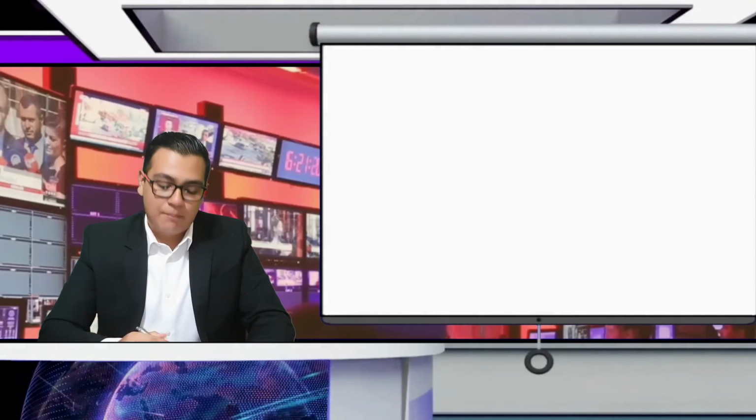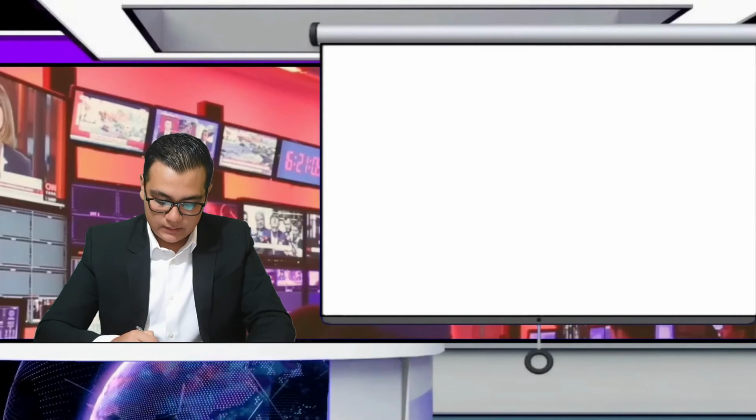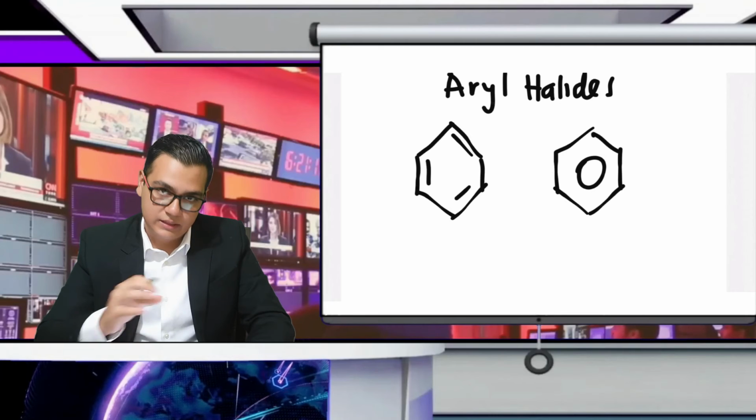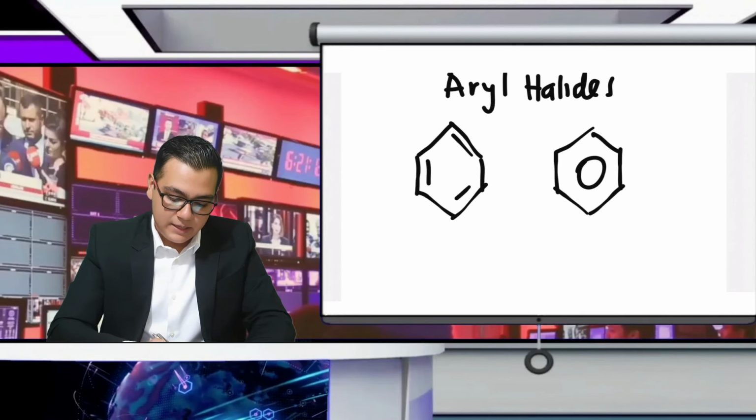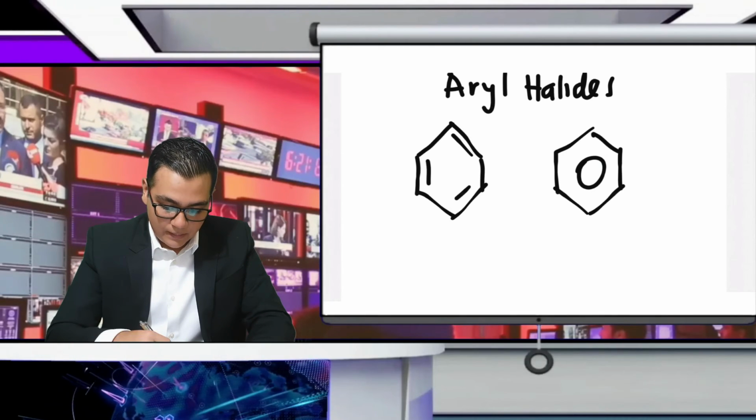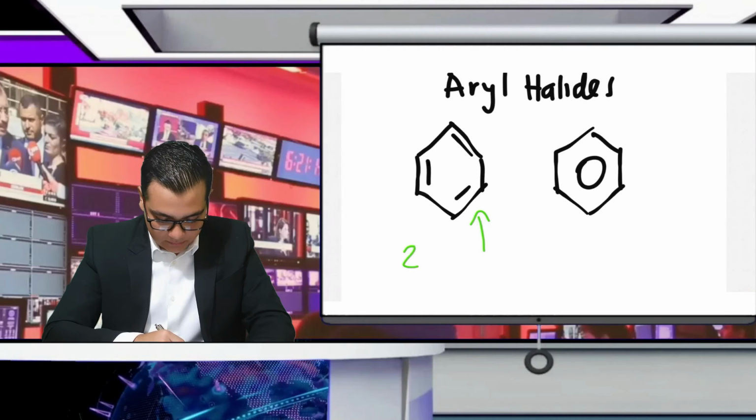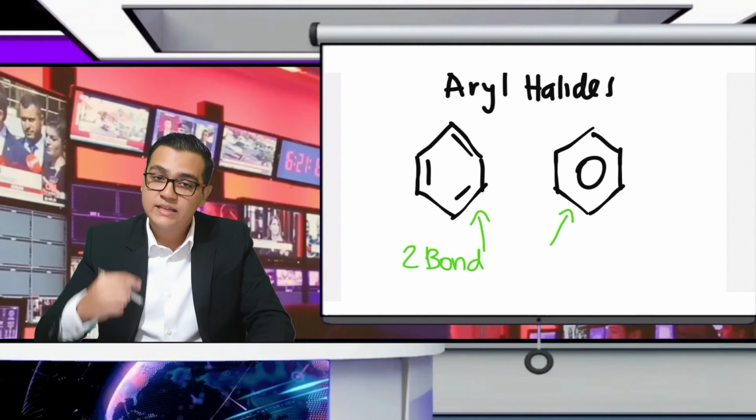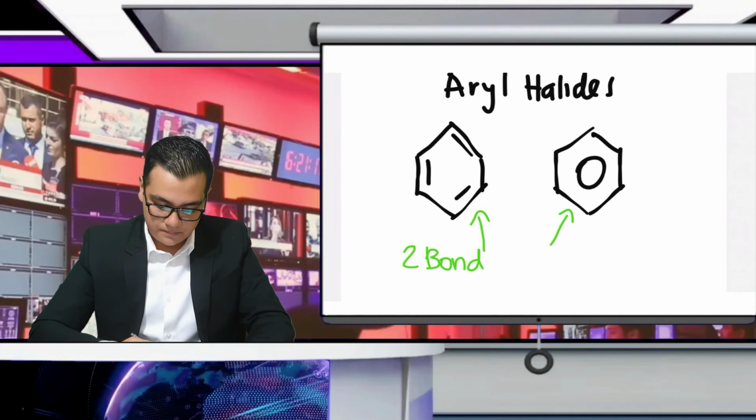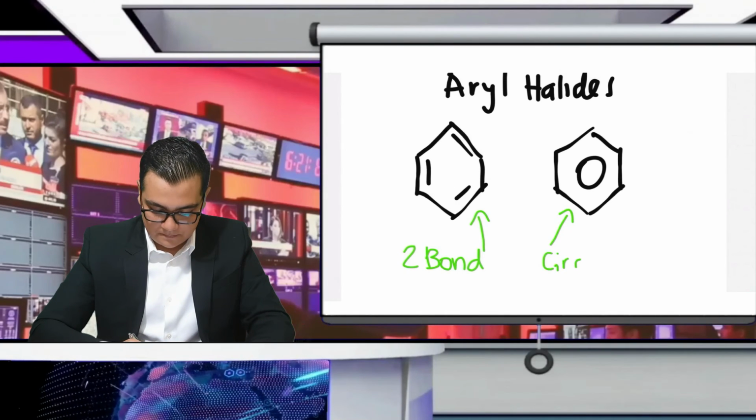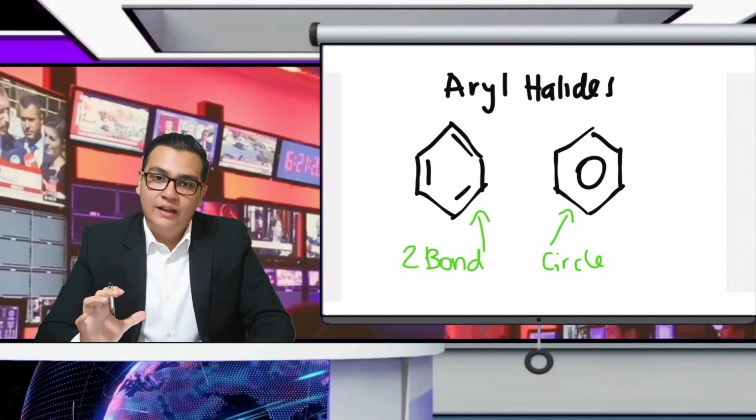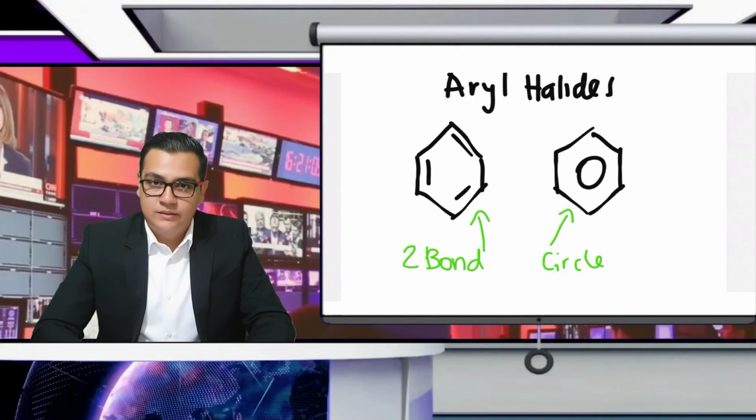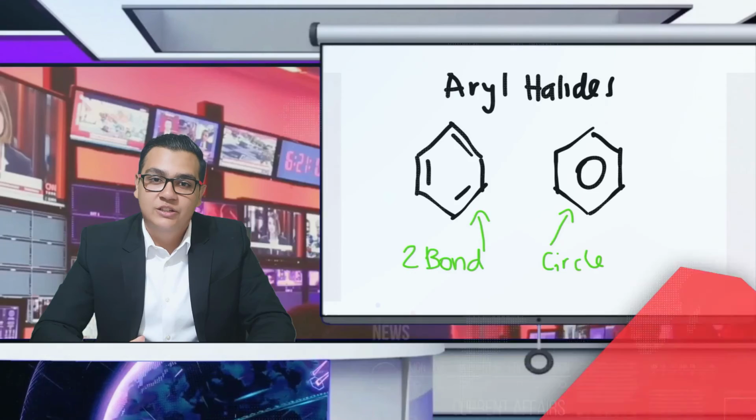So this is the most basic topic of aryl halides. Benzene can be represented, in this case as aryl halides, by double bonds or as a circle inside the hexagon. So, we studied basic types of aryl halides. Thanks for your attention and God bless you.